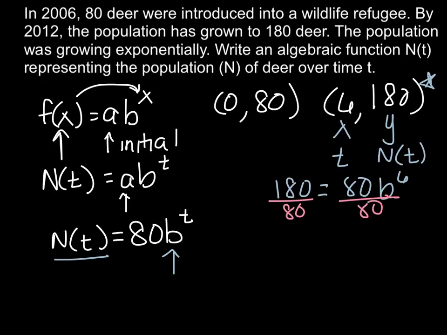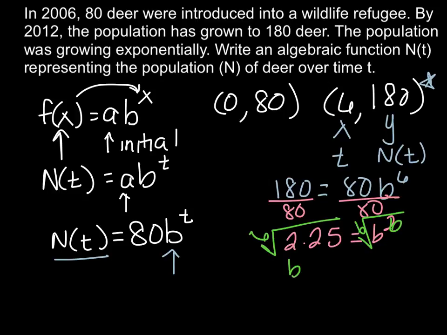When I do that, I get 2.25 equals b to the 6th. So my next step is to take the 6th root of both sides. When I do that, I get b is approximately 1.14. So now I can write an equation.